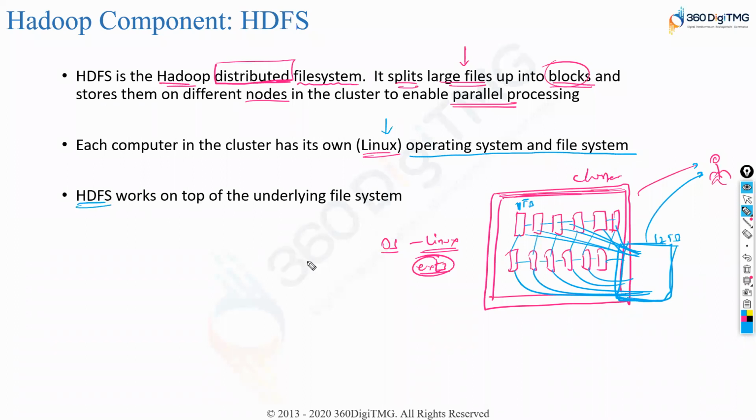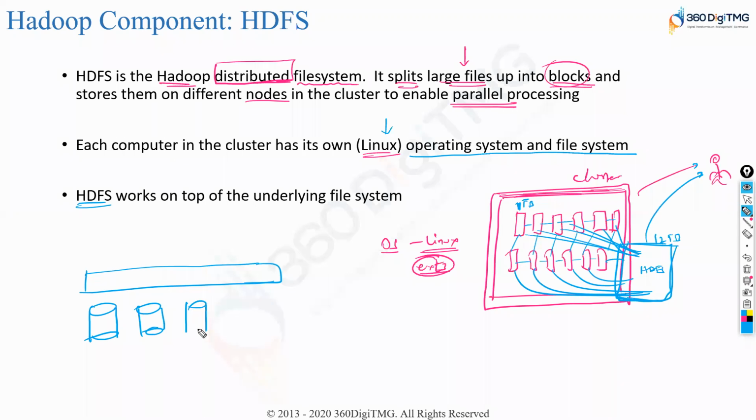And HDFS, which is the file system for here, right, works on top of your underlying file system only. See, for example, imagine that this is a 3D view. Let me say this is the disk. This is the disk. This is the disk. This is the disk. Right? So on and so forth. These disks are nothing but storage capacity for individual computers like this.